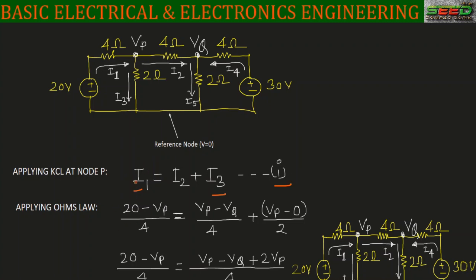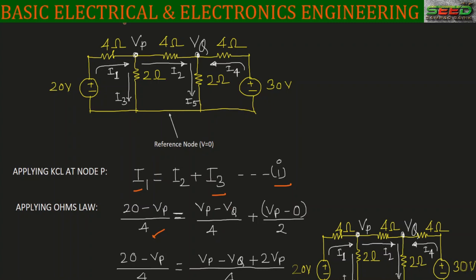So current I1 can be written in terms of Ohm's law, that is potential difference between these 2 points, that means 20, and here it is Vp. So potential difference 20 minus Vp divided by path resistance. Here path resistance is 4, so I1 is equal to (20 minus Vp) by 4. I2 can be replaced by potential difference between these 2 points because I2 is flowing from P to Q. So Vp minus Vq by 4 would be the I2 equation.